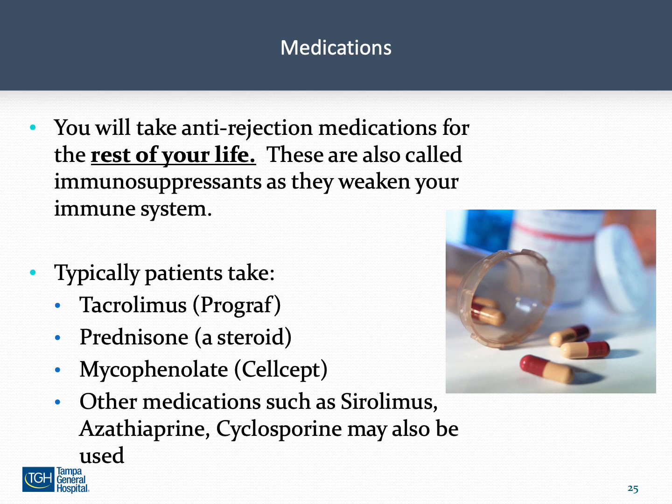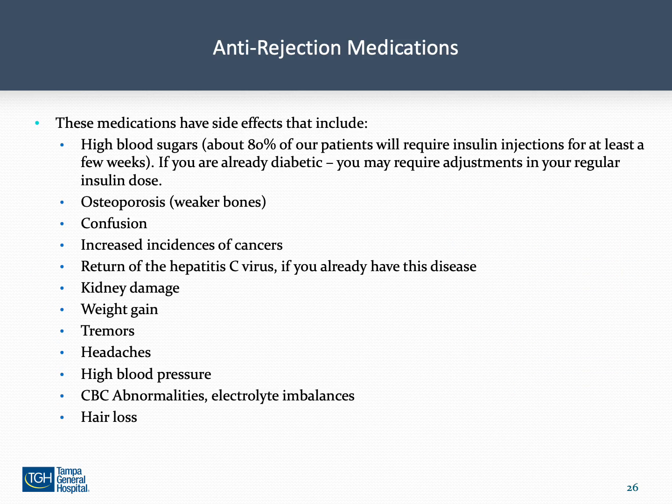Medications. You will take anti-rejection medications for the rest of your life. These are also called immunosuppressants, as they weaken your immune system. Anti-rejection medications. These medications have side effects that include high blood sugars. About 80% of our patients will require insulin injections for at least a few weeks. If you are already a diabetic, you may require adjustments in your regular insulin dose.